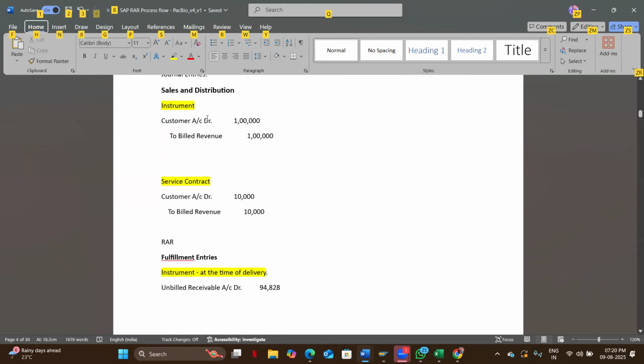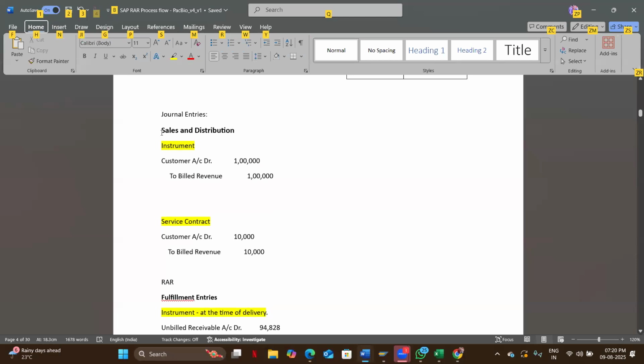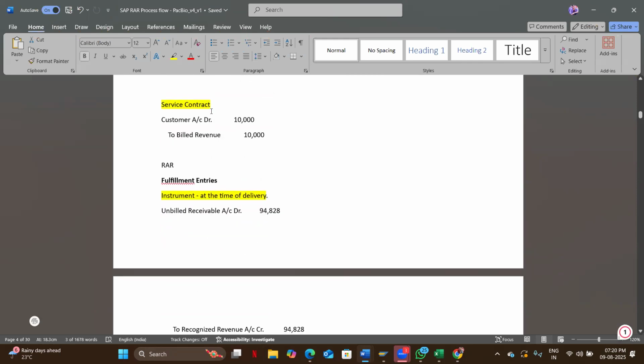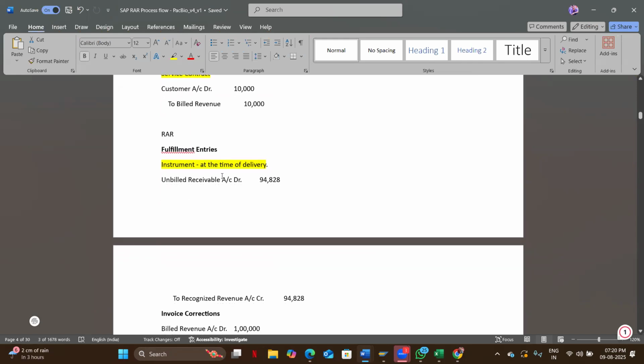Okay, so that entry happened in SD, sales and distribution. From RAR, based on allocation, same thing: customer account, like here it is unbilled revenue because the customer has not yet paid. So the customer name here is unbilled revenue. How much? Whatever our allocation price is, that much needs to be recognized. So unbilled revenue to recognized revenue account.